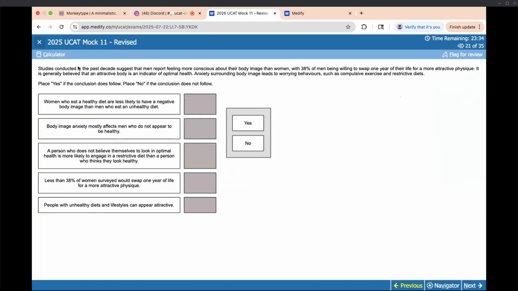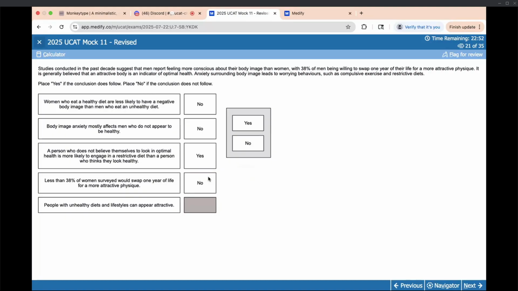It says body can lead to unhealthy habits. Foreign behaviors. So, body effects mostly optimal health. It says optimal health, but it doesn't say it's necessarily the other way around. If a person does not believe surroundings fair, yes, that's true. Boring behaviors.